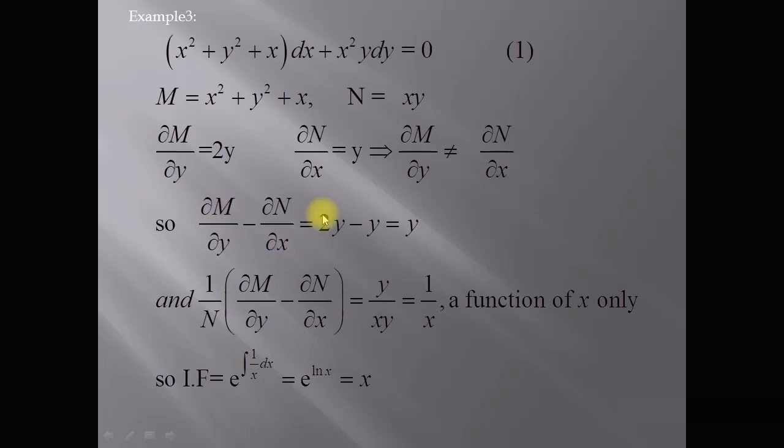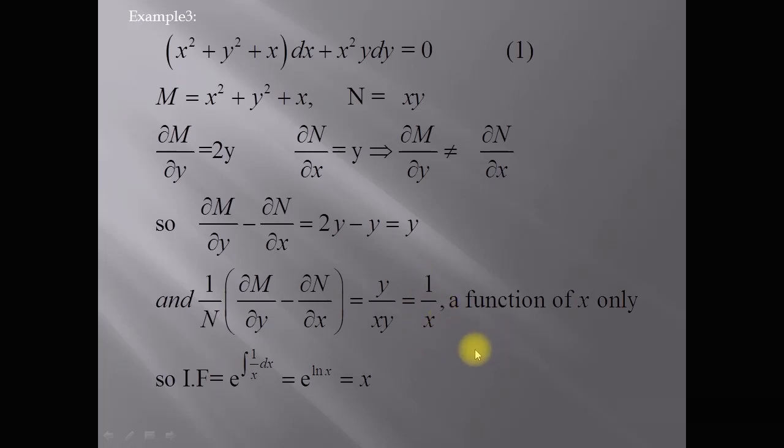This is the result of partial M by partial y, and this is the result of partial N by partial x, so the difference is equal to y. Now divide this result by the N function. So y divided by the N function, which is x y, we get 1 over x.